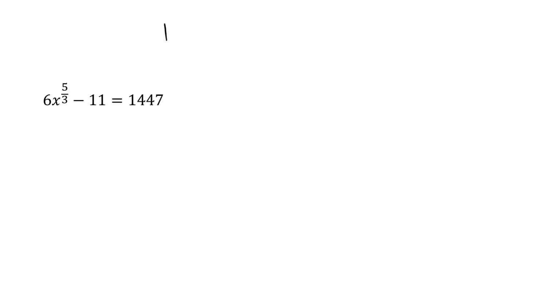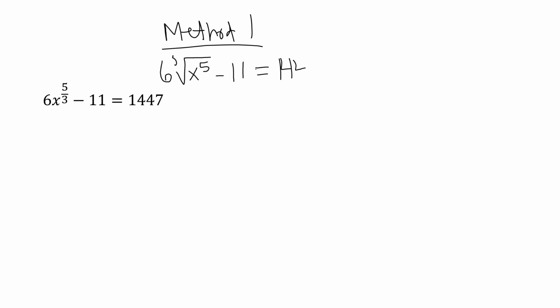Let's try this one. Method number 1. We're going to convert this thing into a radical. So we've got that 6, and then I'm going to treat this as the cube root of x to the 5th power minus 11 equals 1,447. The whole goal is to get rid of one thing at a time until the only thing left is just x. So remember, the idea is to work your way from the outside in.